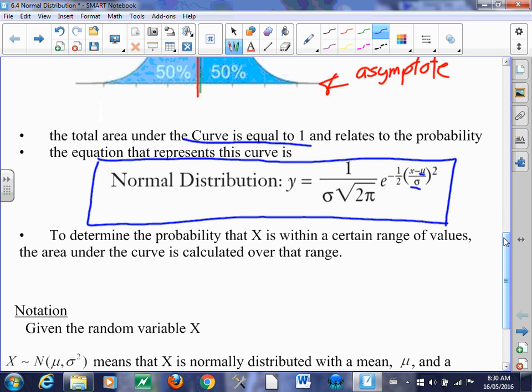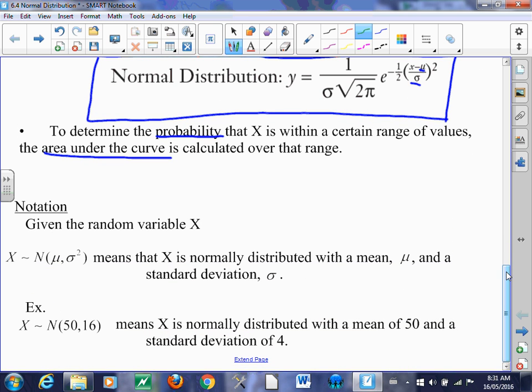Okay, and remember, to determine the probability that x is within a certain range of values, it's the area under the curve that's calculated over that range. So remember last day we took a look at the lung cancer. Hopefully you did the between 5 and 20 minutes. It's the same thing. It's just that the graph is going to look different. So instead of having an exponential curve, you have the bell-shaped curve. All right. Okay, but we have to remember how to do notation when we're looking at normal distribution because it's a little different.